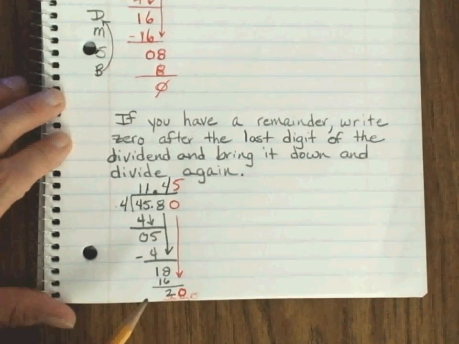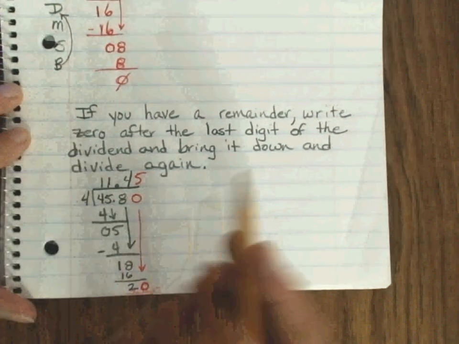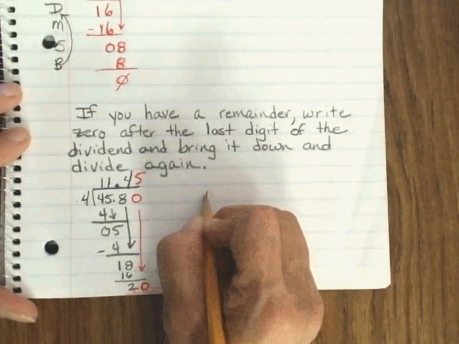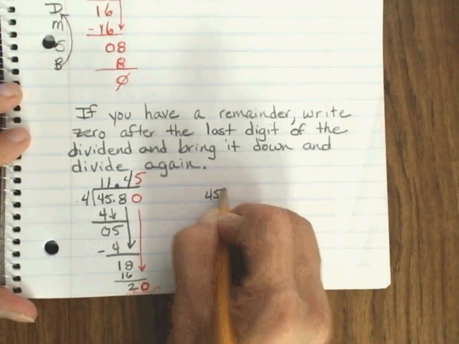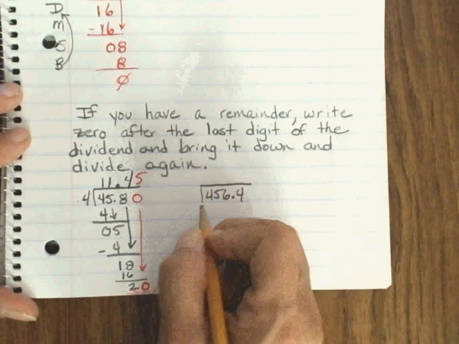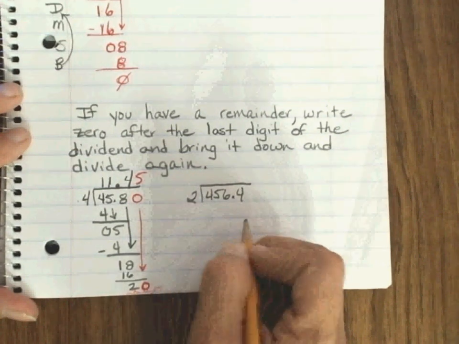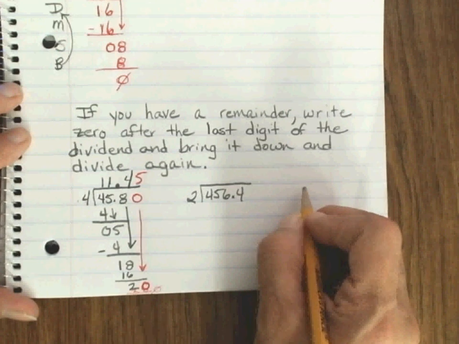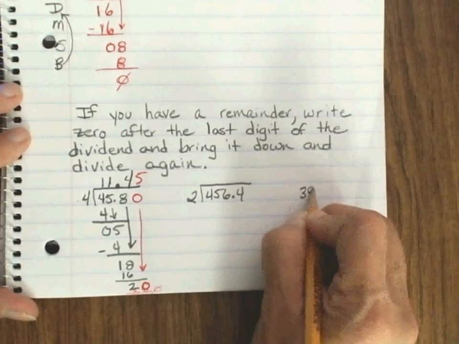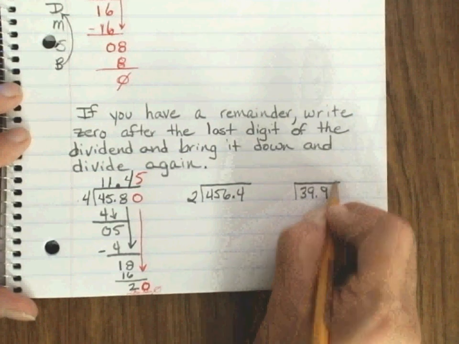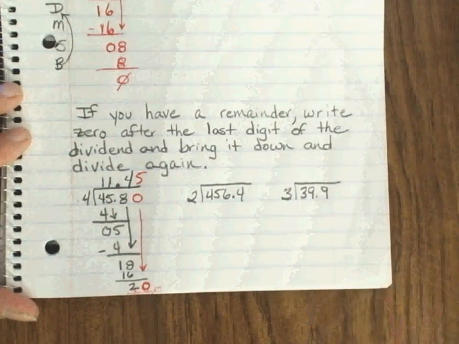It's going to take a little bit of practice to get used to this part. So let's do 2 practice problems. Let's do 456 and 4/10 divided by 2. And let's do 39 and 9/10 divided by 3.